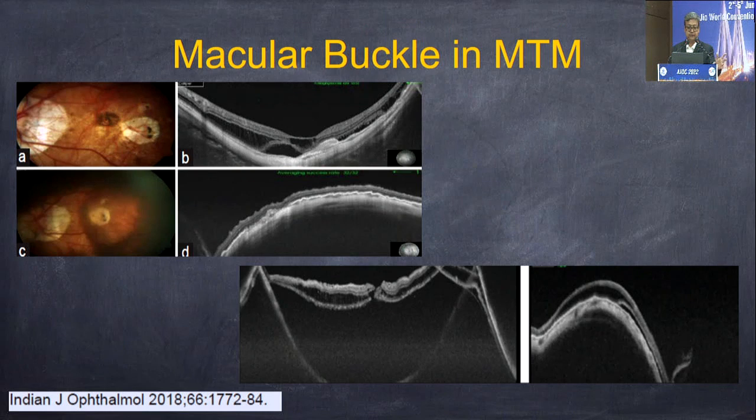This is a sample which has been published by Dr. Pradeep. This is a macular hole detachment in the posterior pole with a subretinal fluid, both cases, and it has been tackled quite well with the macular buckle.